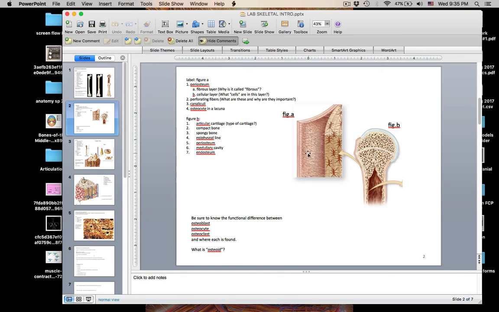So these are Sharpey's or perforating fibers. These white things here, what are they? They're collagen fibers. They are connecting the periosteum to the compact bone. Really important to connect that periosteum to the compact bone. And then I ask you this question. This was one of the questions on your quiz. Know the function of an osteoblast, osteocyte, osteoclast, and where each is found. That was another one of your questions.